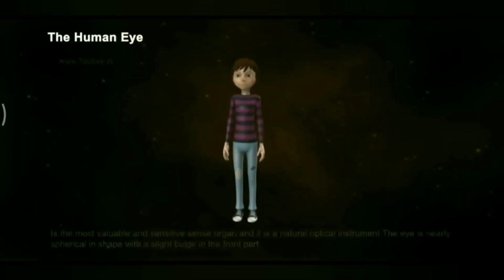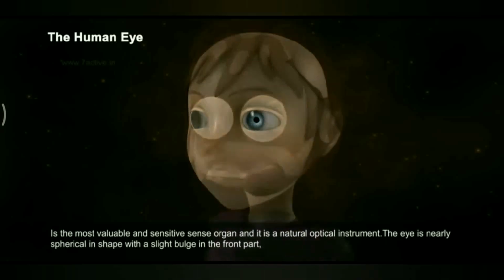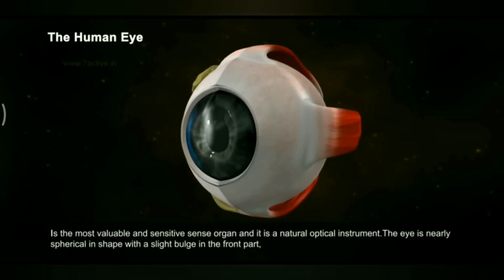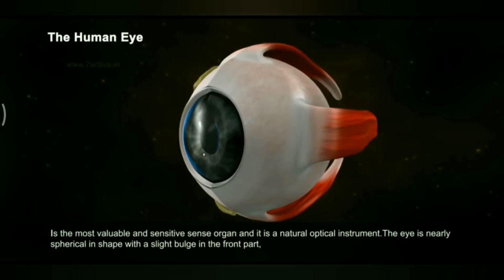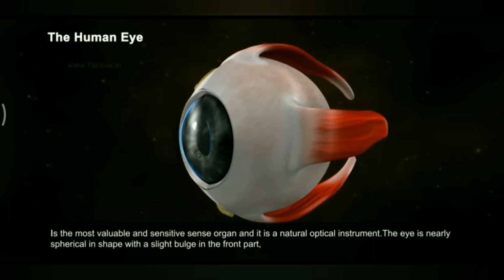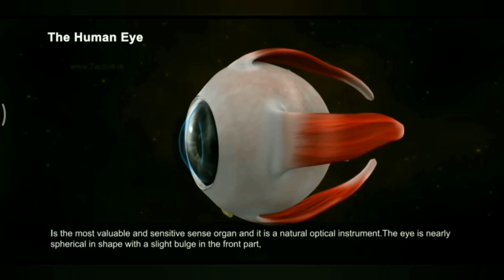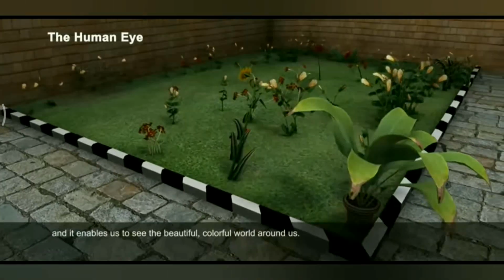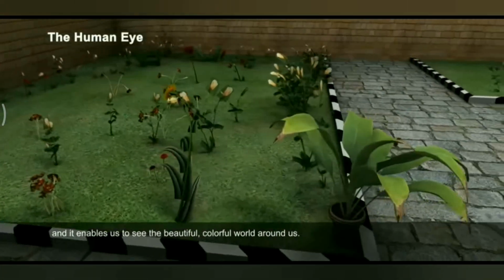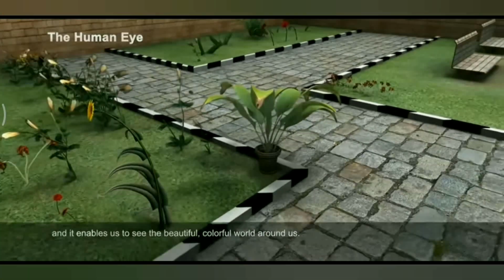The human eye is probably the most important optical instruments. In principle, an eye can be compared to a photographic camera. In a camera, the aperture of the lens has to be adjusted, but the eye can regulate its aperture at its own. In other words, it is far more delicate and perfect than the finest camera designed by the man. And the human eye enables us to see the beautiful, colorful world around us.